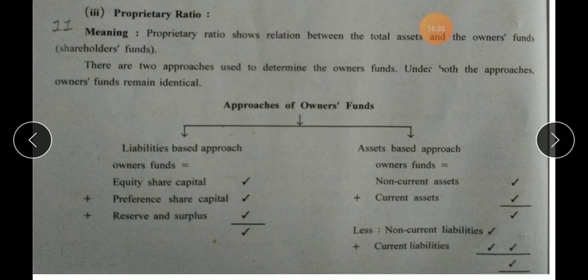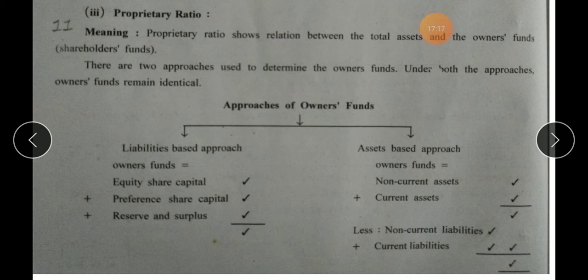Now the assets based approach: total assets minus total liabilities. Non-current assets plus current assets is total assets. Non-current liabilities plus current liabilities is total liabilities. And equity equals assets minus liabilities. So again you will obtain owner's funds this way. Under both approaches, owner's funds remain identical. Whichever approach you apply, the answer obtained will be the same.